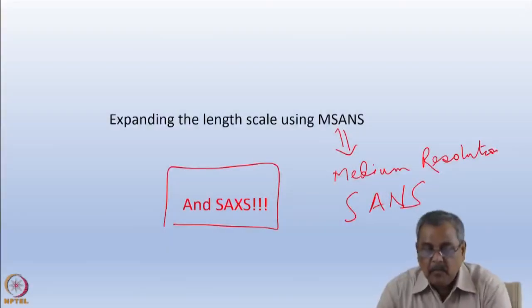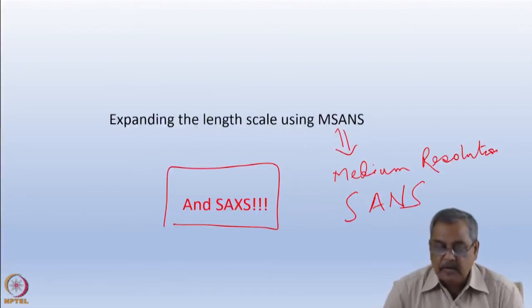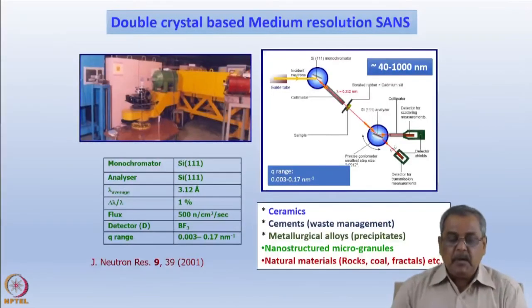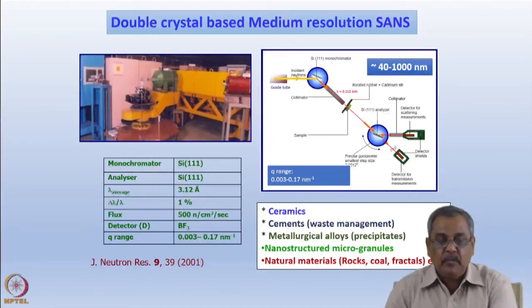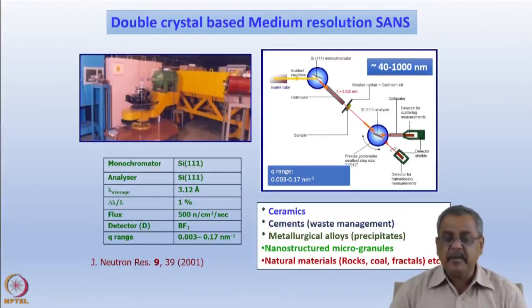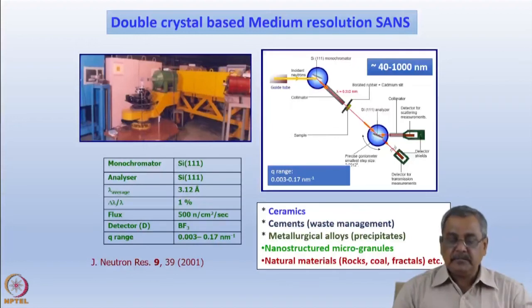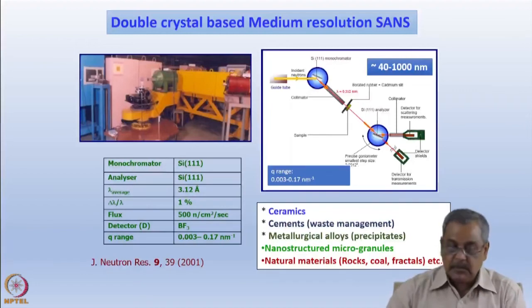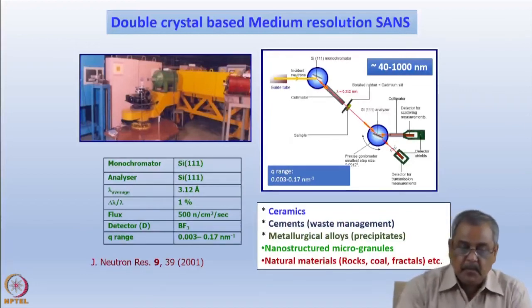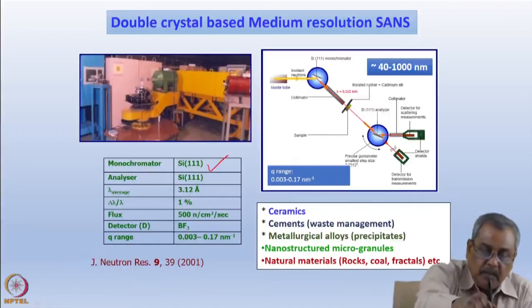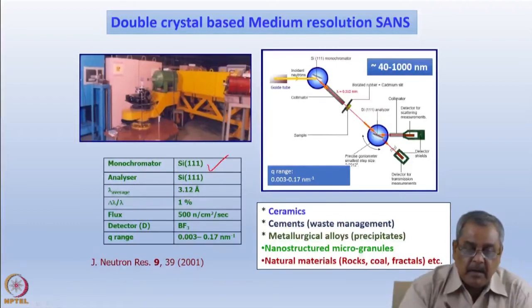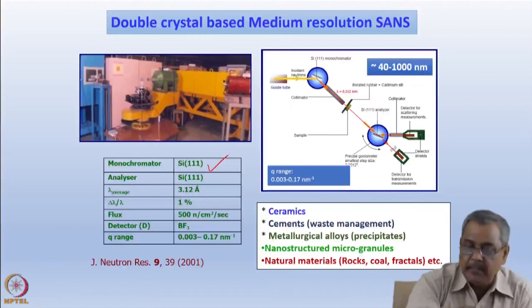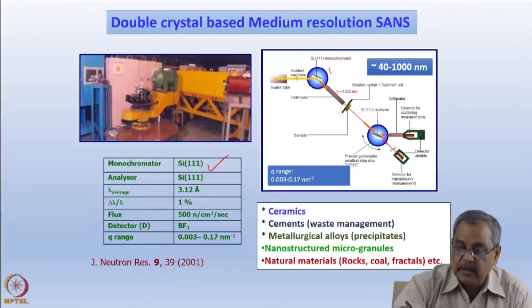Now I'll move on to medium resolution SANS, as I promised, and small angle X-ray scattering together. Let me remind you, I talked to you about double crystal based medium resolution SANS in Dhruva. You can see a photograph of that on the guide tube. The monochromator is silicon 111, one which is inside the guide, you can't see it. And the second monochromator is on the plate. So you can see that this is on the guide.